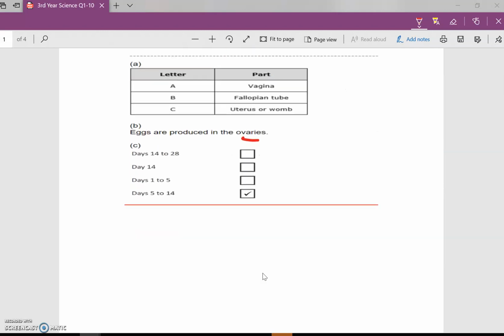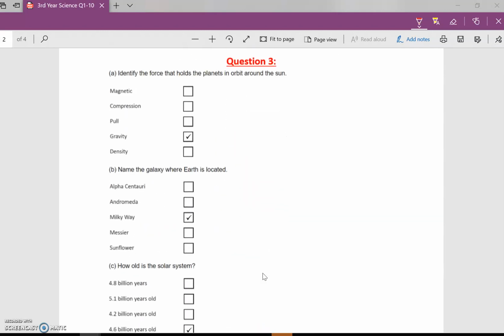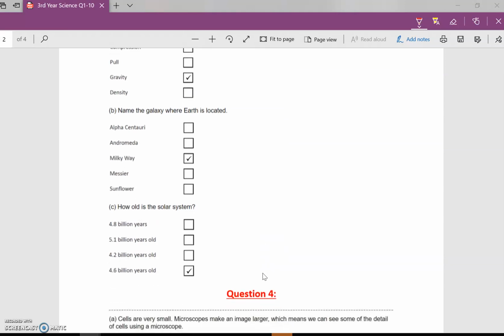Okay, guys. Question 3 then. Identify the forces that hold the planets in orbit around the sun. So that's gravity. The gravitational pull of the sun is pulling the planets in around it. Name the galaxy where Earth is located. So we're in the Milky Way.